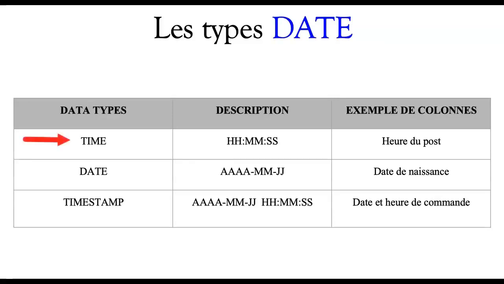Then we have the date category. The first one is time, which stores hours, minutes, and seconds in a 24-hour format. This type of data is not commonly used. The next type is date, in the year, month, day format, so 20000101 will stand for the 1st of January 2000. This type is used for birth date or the release date of a film, for example. The last data type is a timestamp, which combines date and time. It can therefore be used, for example, for an order or a delivery.